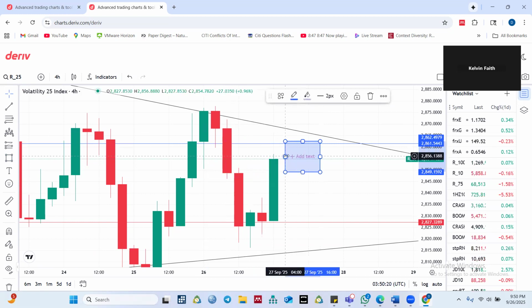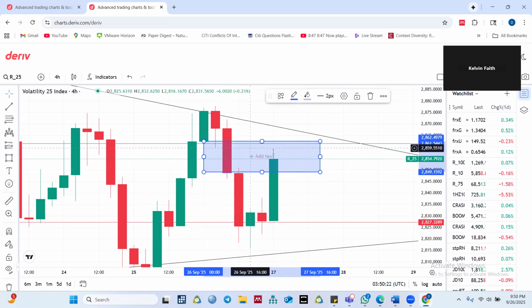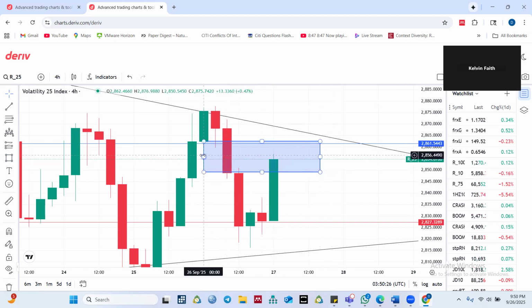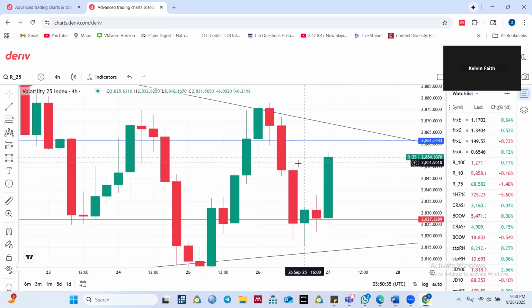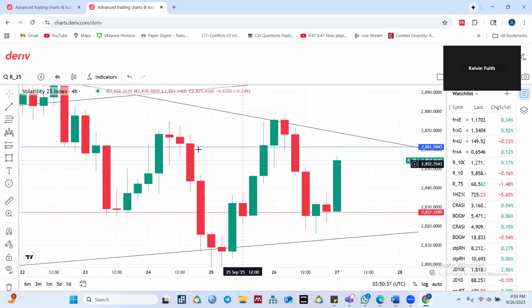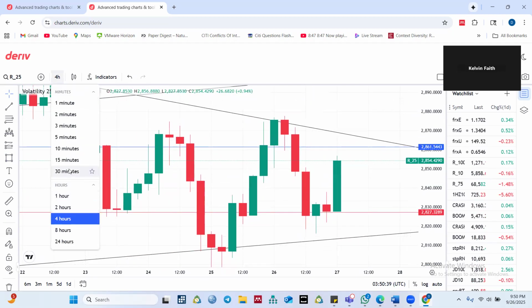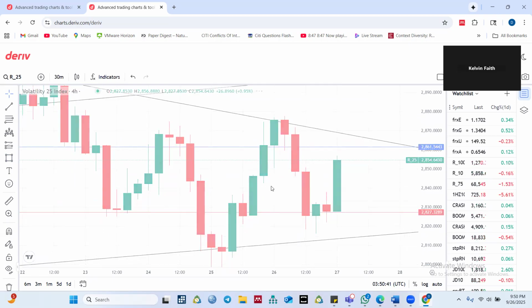Yeah, it's a fair value gap. This is a fair value gap. As a matter of fact, there is also a fair value gap on the right side, which is a balanced price range: bullish fair value gap, bearish fair value gap. But let me go to 30 minutes to see where the break of structure happened.